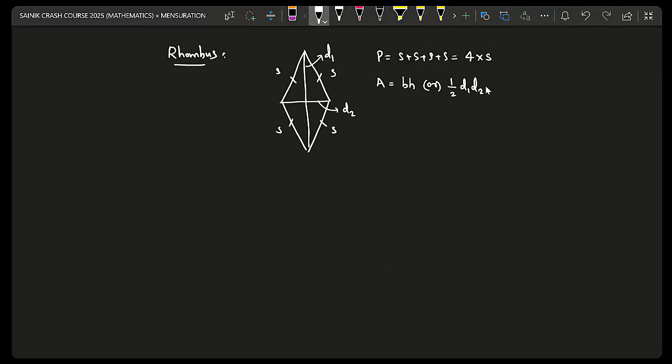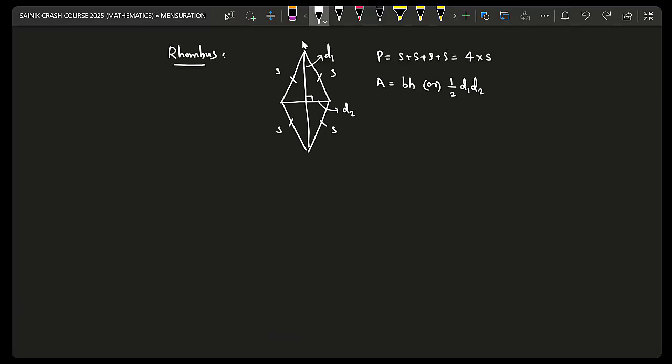So this is about rhombus. So we know that in rhombus the diagonals bisect each other and they are perpendicular to each other. So whenever possible, we can always use Pythagoras theorem in this triangle, that is side square plus side square is equal to hypotenuse square. So some questions may be based on this Pythagoras theorem. So this is about rhombus.